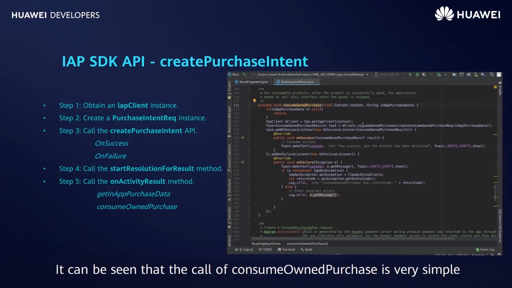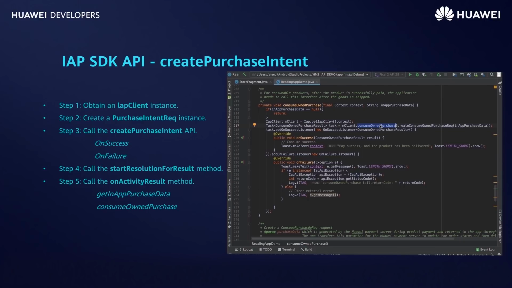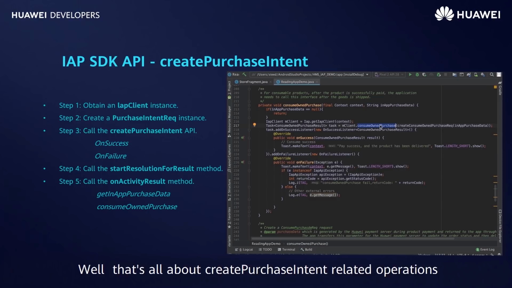It can be seen that the call of consumeOwnedPurchase is very simple. The purpose is to synchronize the delivery status of the order to the IAP server. Huawei's IAP order omission prevention service is based on this operation of the developer, which has been emphasized many times. Well, that's all about the create purchase intent related operations.